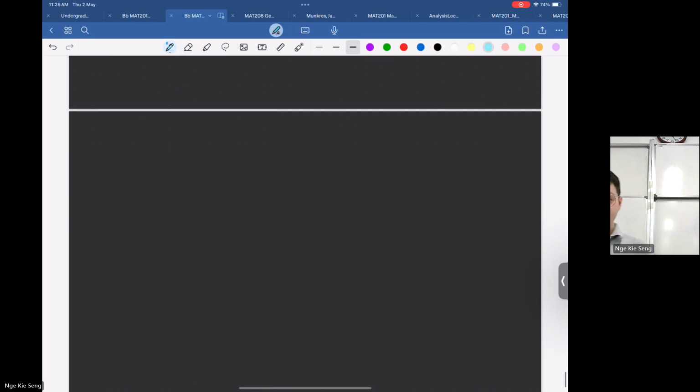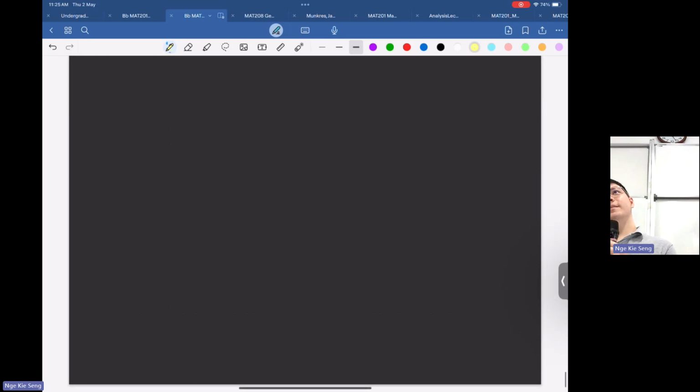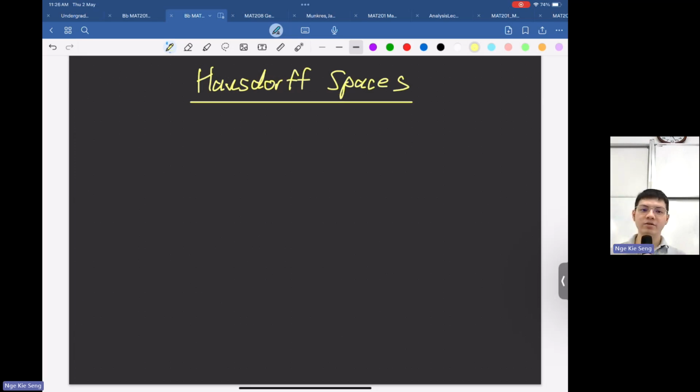Okay, so next, last lecture, I put a trailer on this Hausdorff space. Hausdorff is a mathematician. So what's a Hausdorff space about? Let's do some motivation first before we introduce again this definition of Hausdorff space.